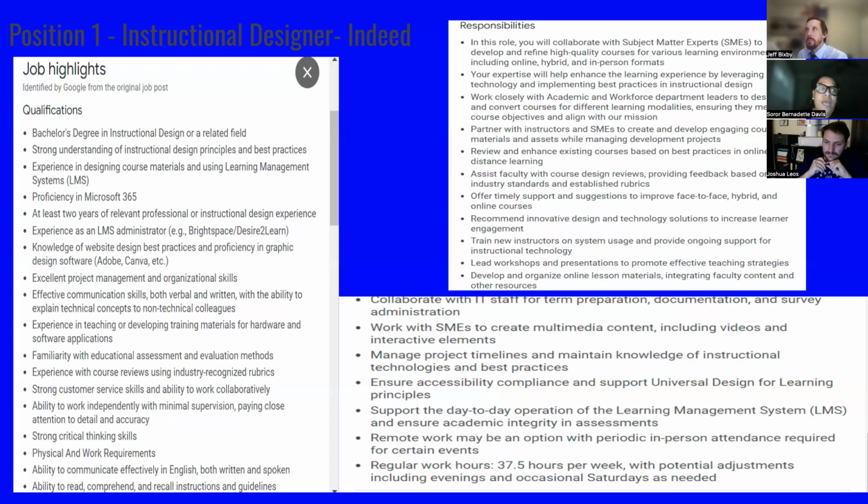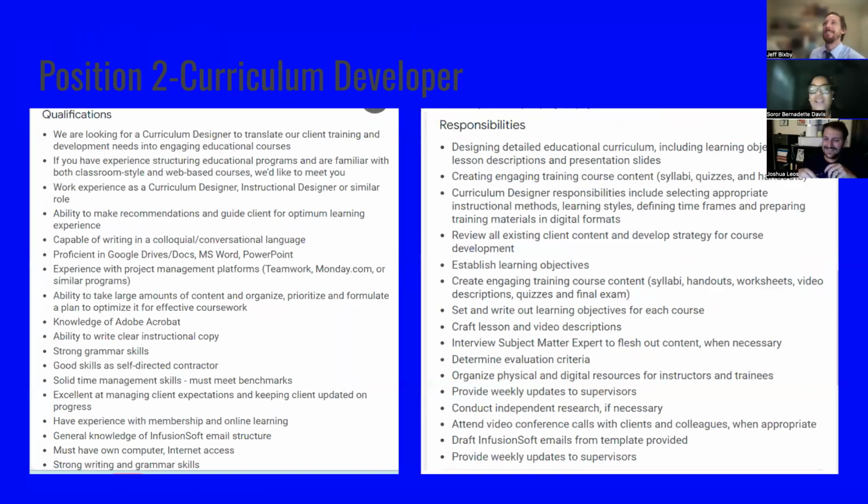But I do have considerable experience with LMSs, so that was not necessarily a gap. The only gap would be they talk about Bright Star, Bright Space, and Desire to Learn. I've never worked with those LMSs. I've worked with mainly school-based LMSs, Canvas, and now Schoology. But I figure an LMS is an LMS is an LMS, and I can figure it out. So that's that one.